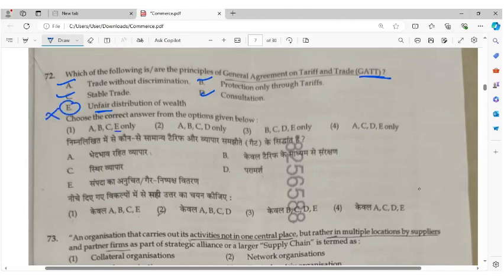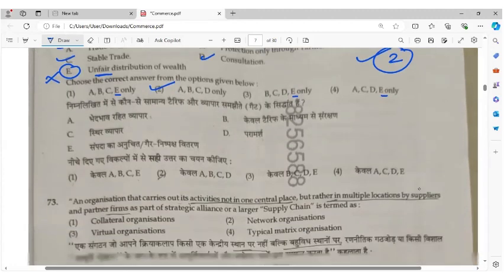You can see E is given over here, over here, and over here. So only one option remains, option number 2. So option number 2 is right. GATT does not give importance to the principle of unfair distribution. It is not a part of any kind of trade, trade and tariff. So option number 2 is right over here.